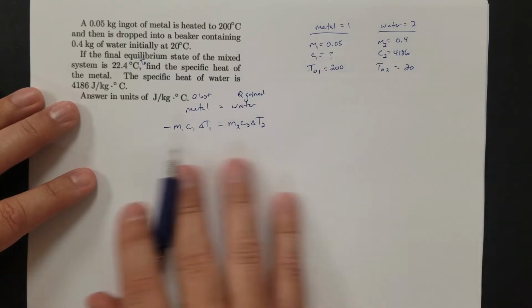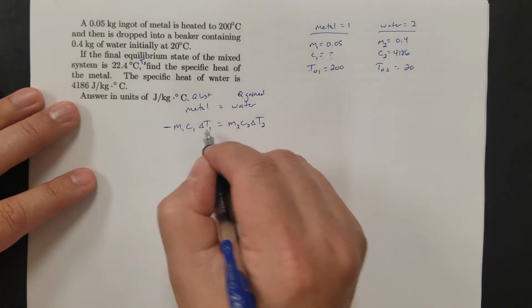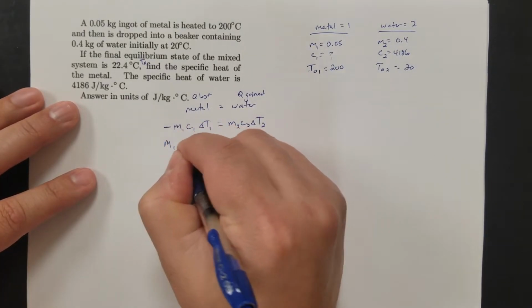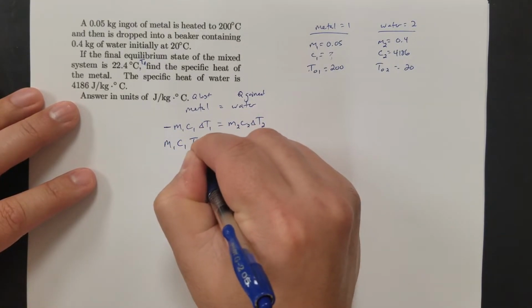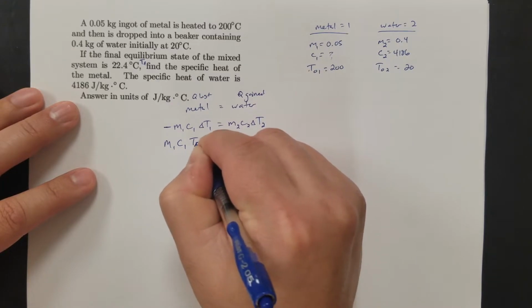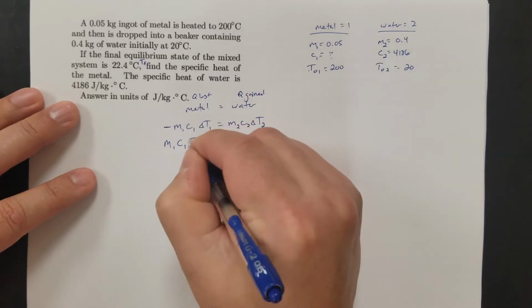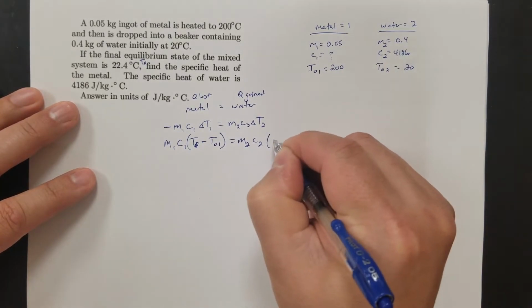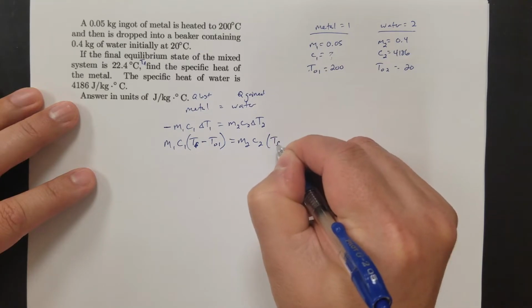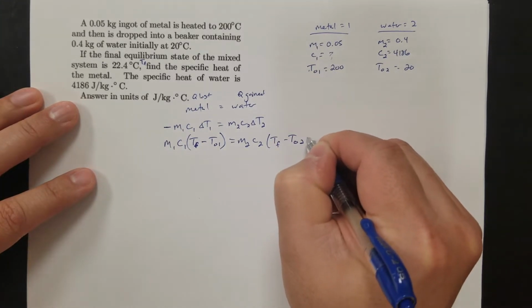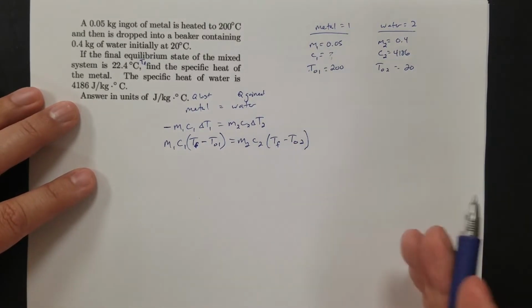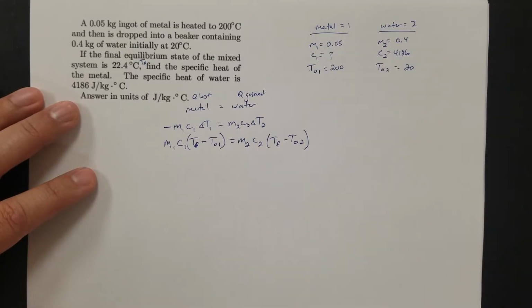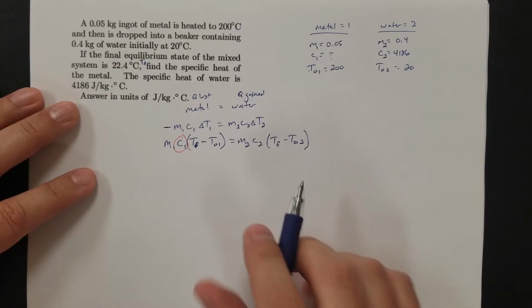Okay, anyway, so now, let's rewrite this as delta T. So M1C1 times T final minus T naught 1 equals M2C2 times T final minus T naught 2, right? And this is exactly, again, this is what you did in the lab. So you're solving for C1, right? So all I got to do is some algebra.